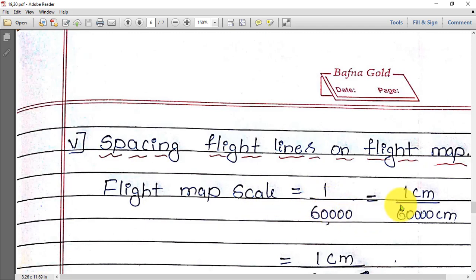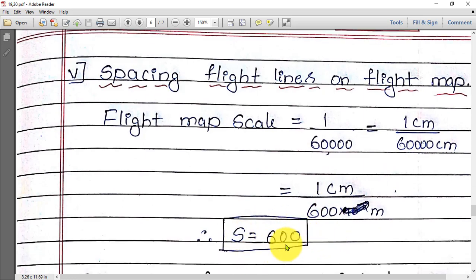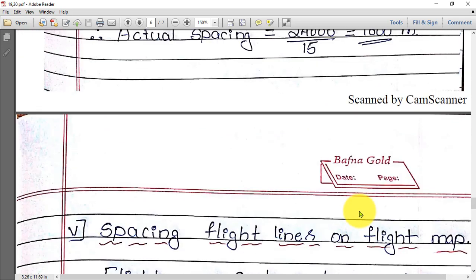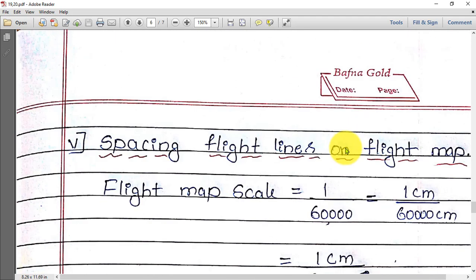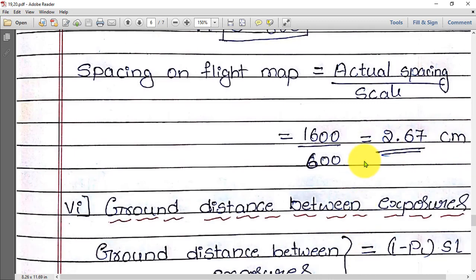That is 1 by 60,000. Again you convert 1 centimeter by 60,000 centimeter. And centimeter can be written as 10 power minus 2, 10 power minus 2 and 2 zeros cancel. 1 centimeter divided by 600 meter. So S is equal to 600. Now spacing on flight map is equal to actual spacing divided by scale. What is actual spacing? In the previous you got actual spacing 1600. So 1600 divided by S scale, that is 600. Substitute, 2.67 centimeter you got.